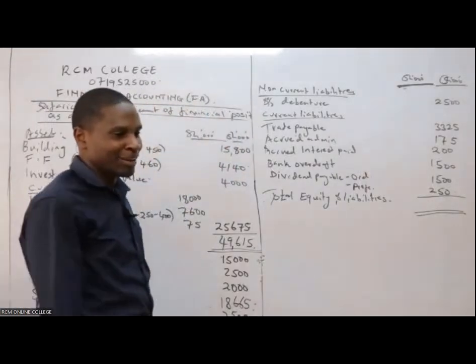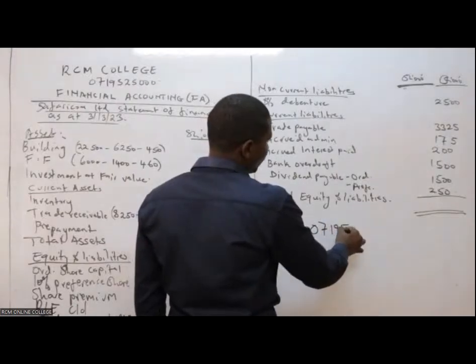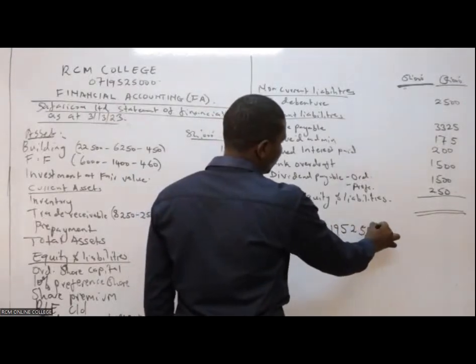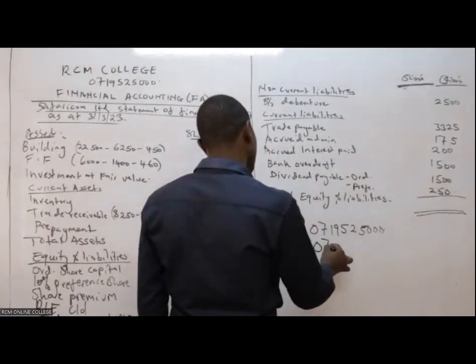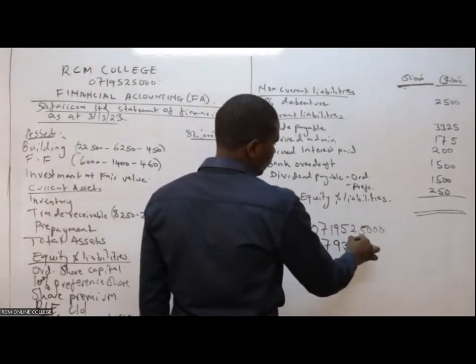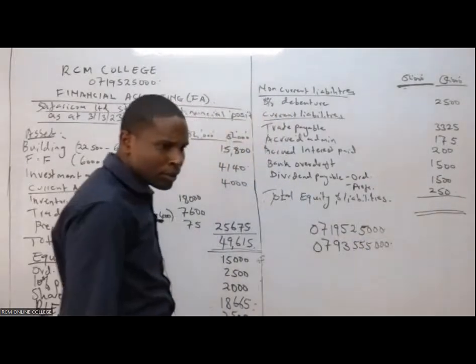And then somebody is asking for the number here. The number is 0719 525,000, or 0793 555 0.